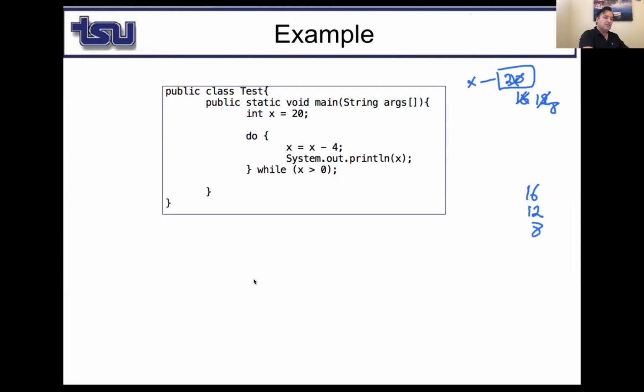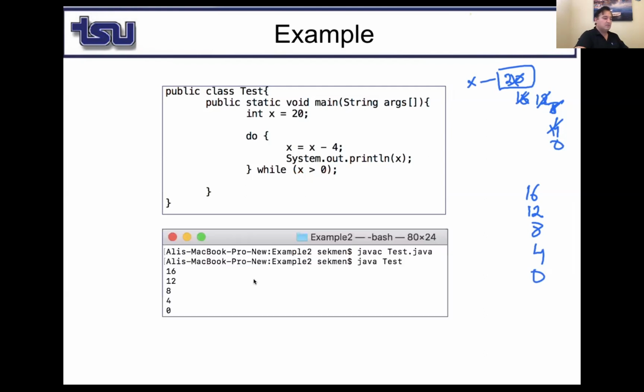Go back to the beginning. X becomes 4. And I'm going to print 4. Check the condition. 4 is still bigger than 0. Go here, decrease it by 4, and then this becomes 0, and I'm going to print 0. Then go and check the condition. Is 0 bigger than 0? No, so I'm done. So you're going to see 16, 12, 8, 4 and 0.